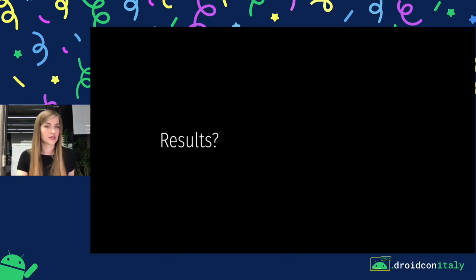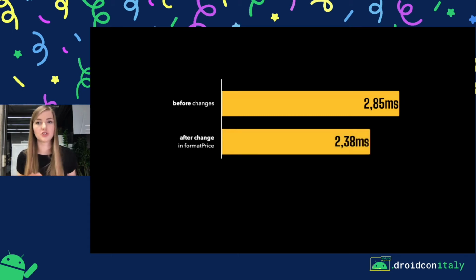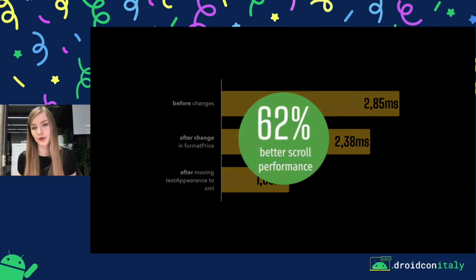Okay, so what were the results? Before all the optimizations that we made at the beginning of this presentation, scrolling by the height of one item took about 3 milliseconds. After ensuring the number format is not created in each bind, that time dropped to less than 2.5 milliseconds. And after moving setting text appearance to XML, the time it takes to scroll one item drops to a little over 1 millisecond. That means that all those changes allowed us to achieve 62% better scroll performance.